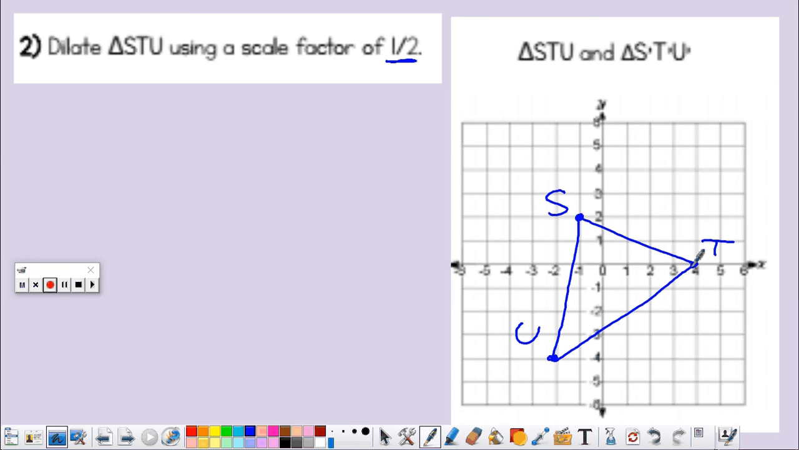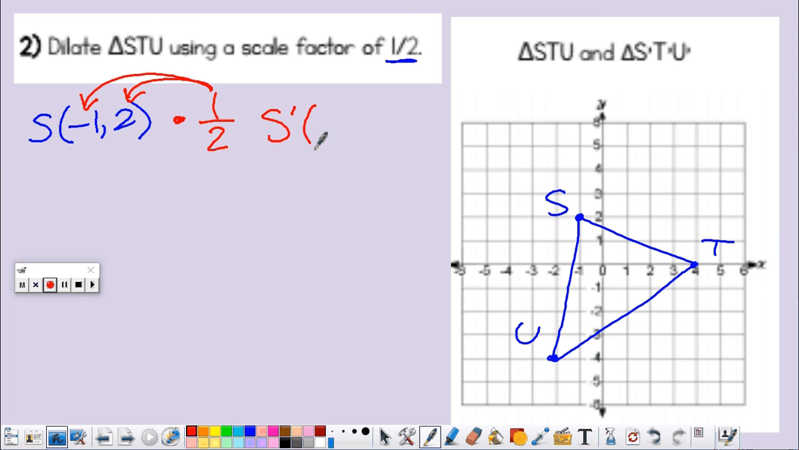Okay, so S is at -1, 2. And we are going to multiply that by our scale factor. Do you think I'm going to only multiply the x point by 1/2? We're going to multiply both because it's affecting the entire point. It's not just going to affect the x or the y, it's going to affect the x and the y, okay? So the 1/2 is going to get multiplied to the 2 and to the -1.